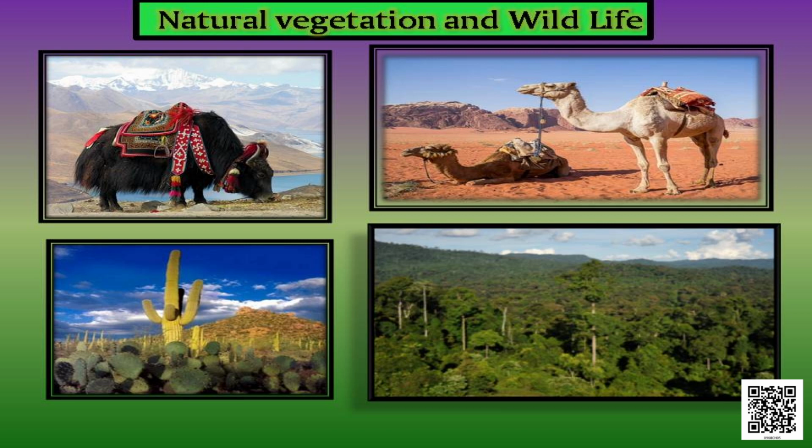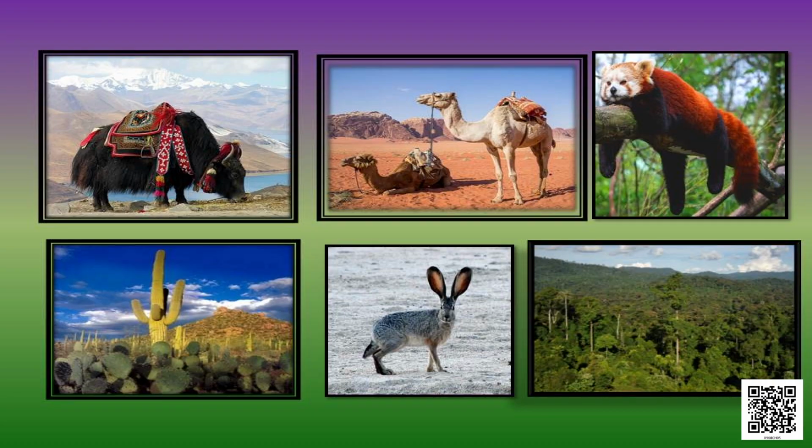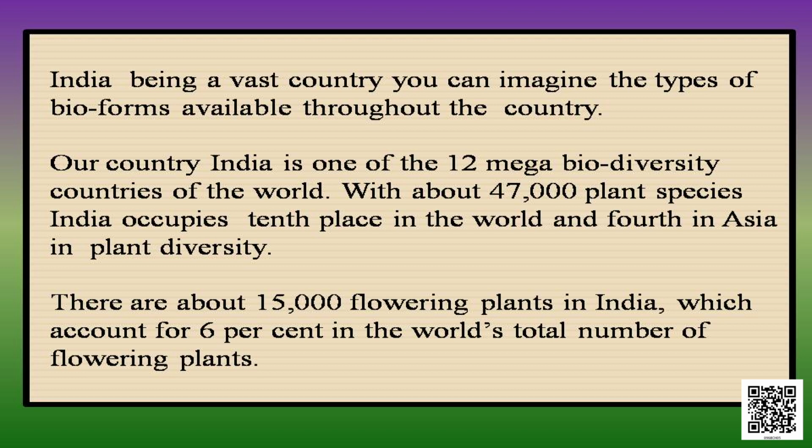Before going deep into the flora and fauna of our country, let us know India's position in the world when the natural vegetation and wildlife is concerned. Coming to the very first number, India is one of the 12 mega biodiversity countries in the world. Second point, with 47,000 plant species, India ranks 10th in the world and 4th position in Asia in plant diversity.